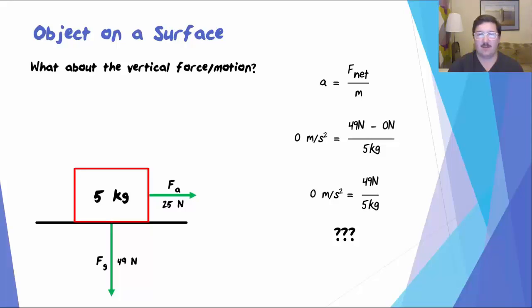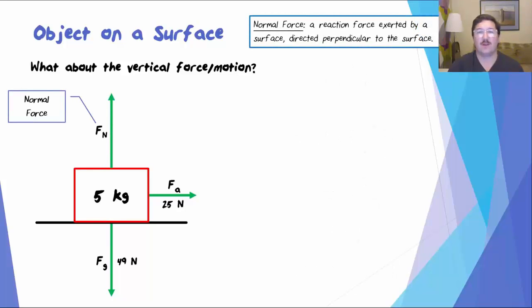What's going on? Well, it turns out that we're missing a force. According to Newton's third law, if the weight of the crate is pushing down onto the surface, then the surface must be exerting a force upward on the crate. We call this the normal force. The normal force is a reaction force that's exerted by a surface, and it's directed perpendicular to the surface.